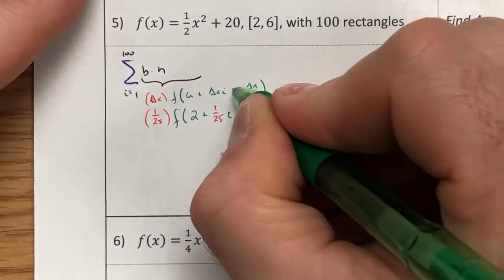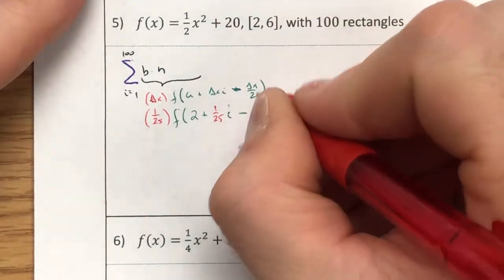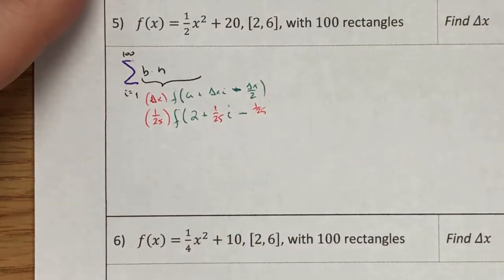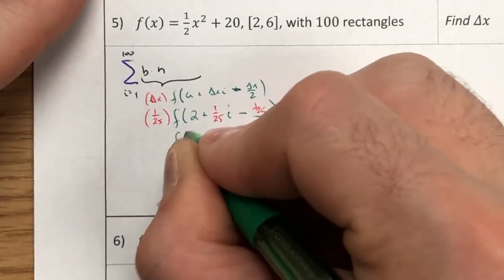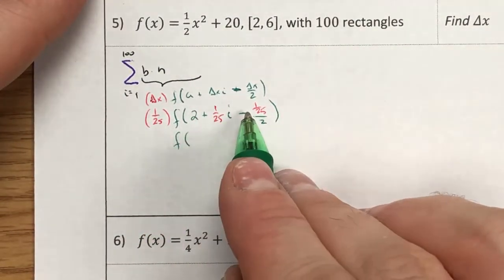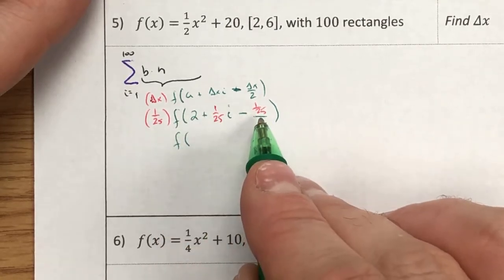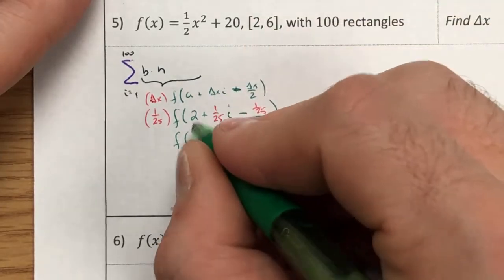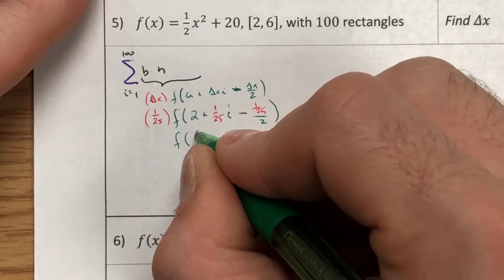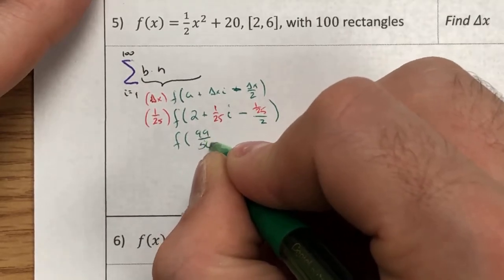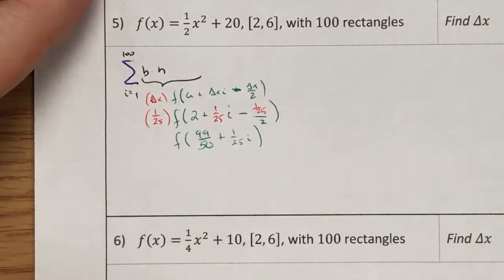I'm not adding, I am subtracting this. Minus 1/25th divided by 2, which is going to be 1/50th. So 2 minus 1/50th, that's going to be 100 minus 1, because 2 is 100/50ths. So that's going to be 99/50ths plus 1 over 25 i.